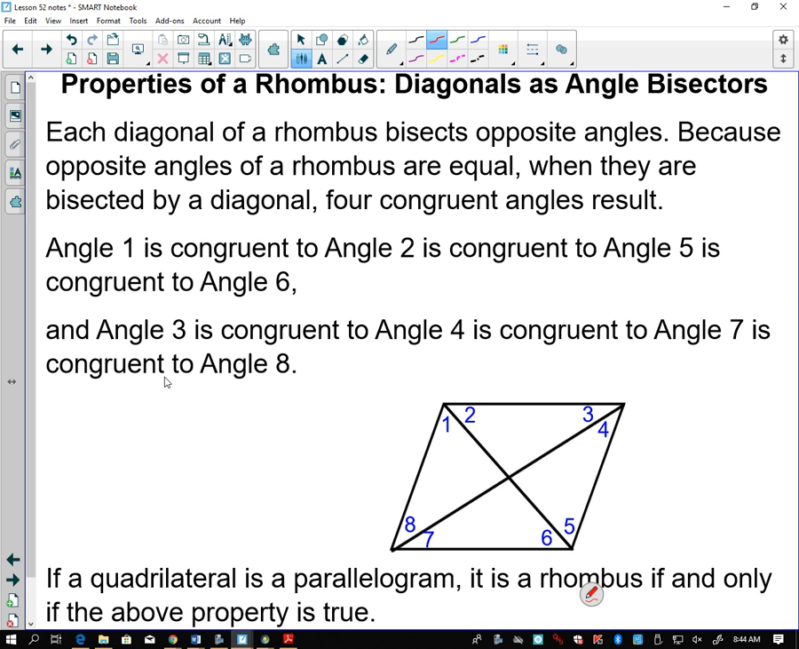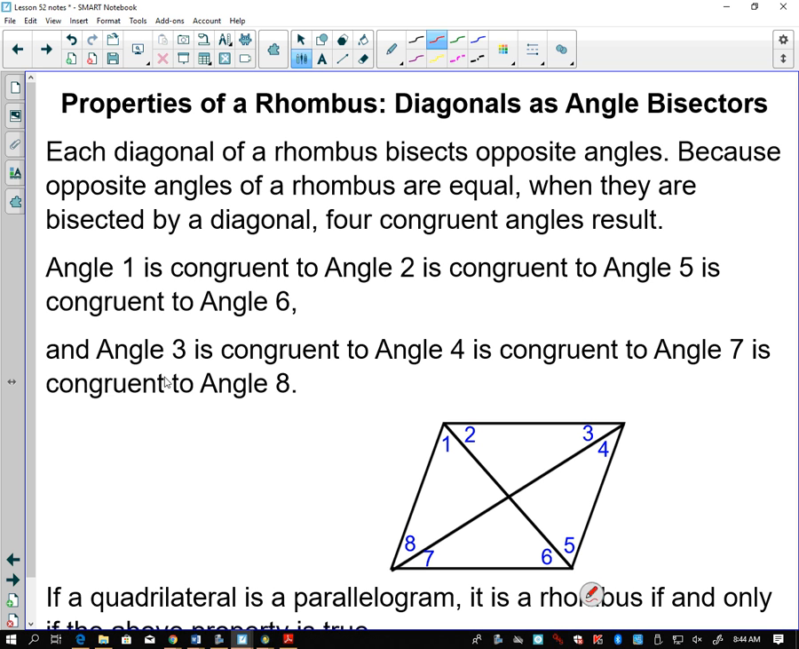All right, we also see something else about the diagonals of a rhombus. Each diagonal of a rhombus bisects its opposite angles, meaning that if we take, let's say, A, B, C, and D, this line AC is going to divide angles 1 and 2 equally. It's going to bisect opposite angles.